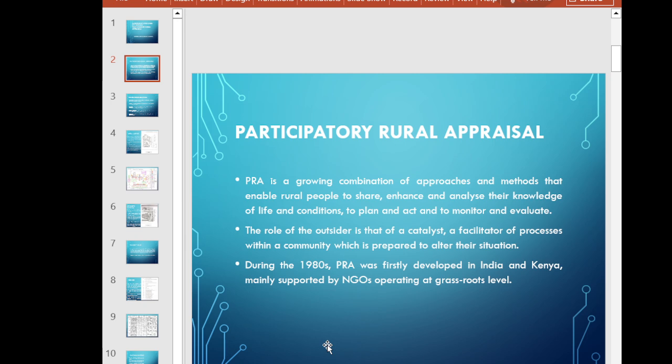The role of the outsider, that means us, those who are not the villagers, is that of a catalyst only, a facilitator of the entire process within a community which is prepared to alter their situation. We will be only facilitating them by asking the WH questions. What happened? Why has it happened? How can it be solved?